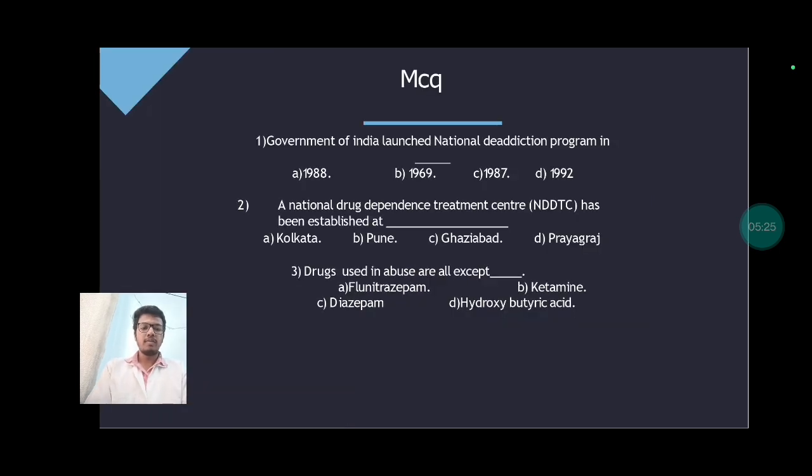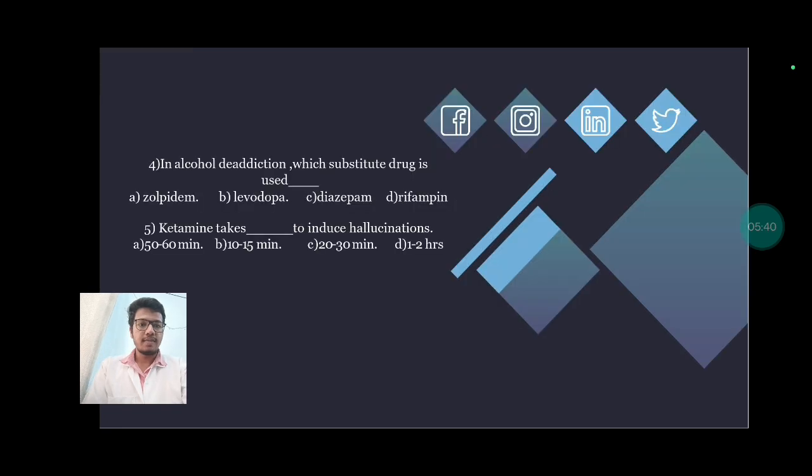MCQ. Government of India launched National De-Addiction Program in 1987. A National Drug Dependence Treatment Center (NDDTC) has been established at Ghaziabad. Drugs used in abuse are all except diazepam. In alcohol de-addiction, which substitute drug is used? Diazepam. Ketamine takes 20 to 30 minutes to induce hallucinations.